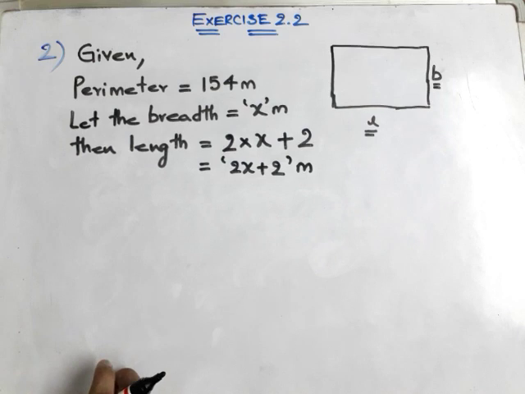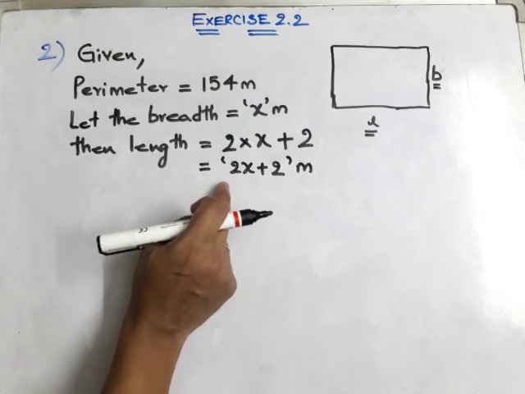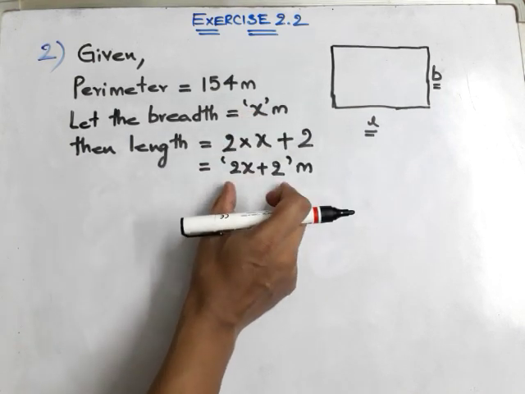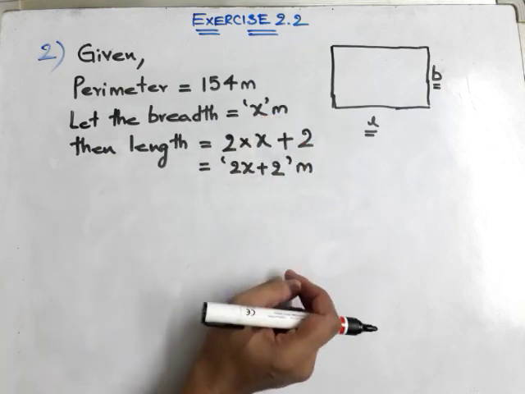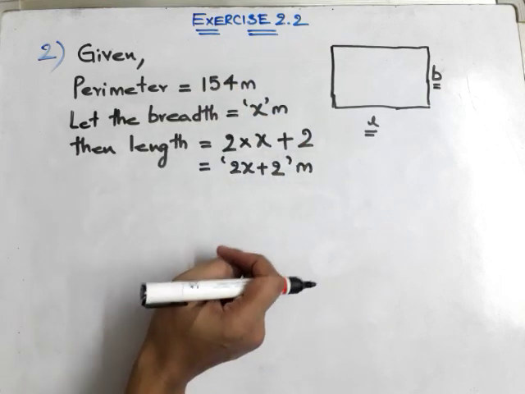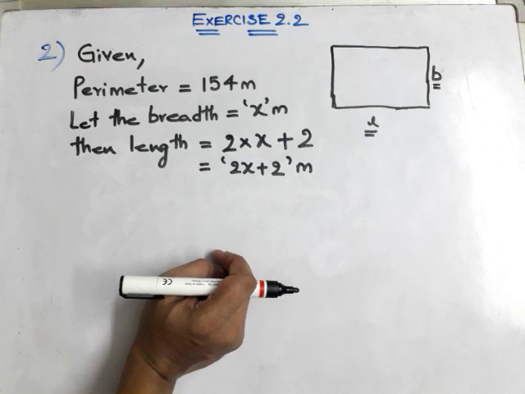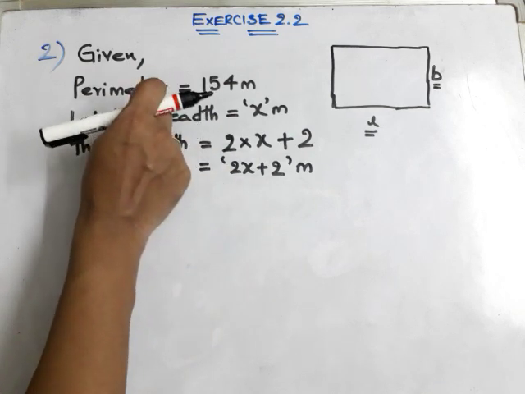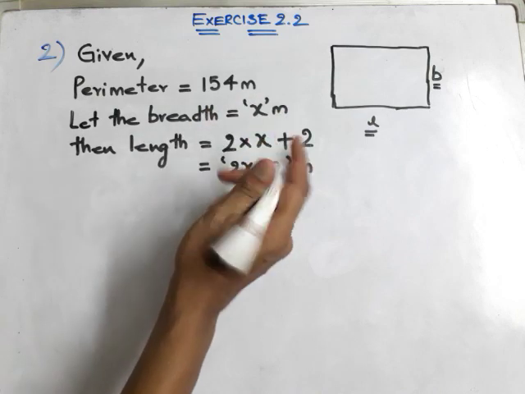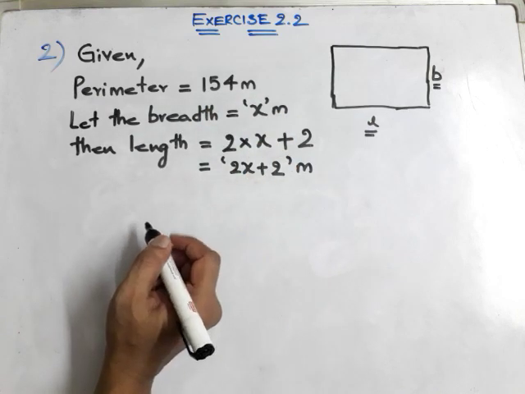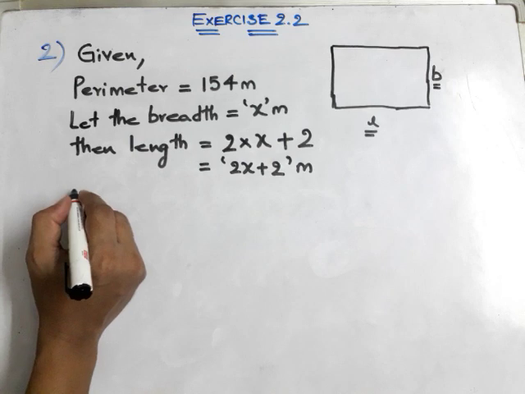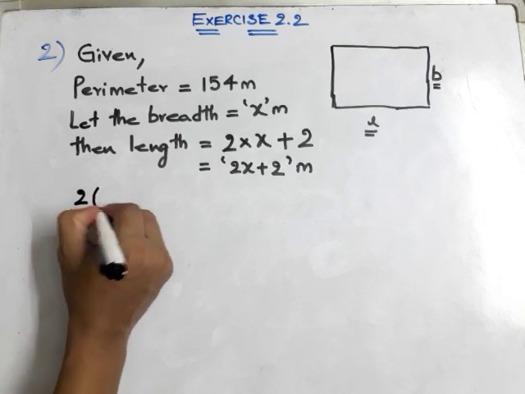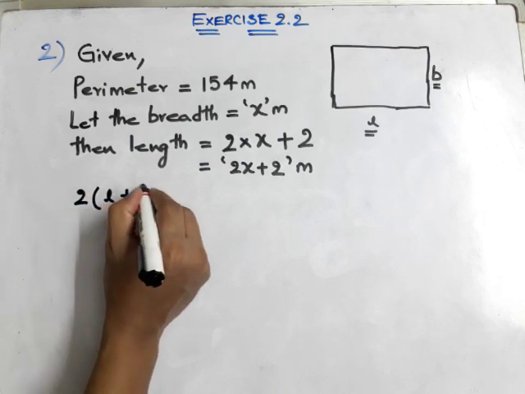Okay, now we have length and breadth. Length is 2x plus 2 meters and breadth is x meters. And we even have the perimeter. Now continue the question. What are the length and breadth of the plot? We have length, breadth and perimeter, and they are asking for the value of x and 2x plus 2. So what is the formula for perimeter of a rectangle? 2 into (L plus B).